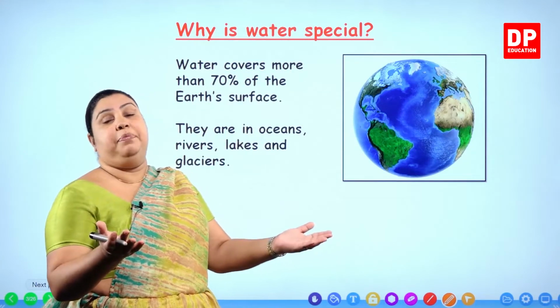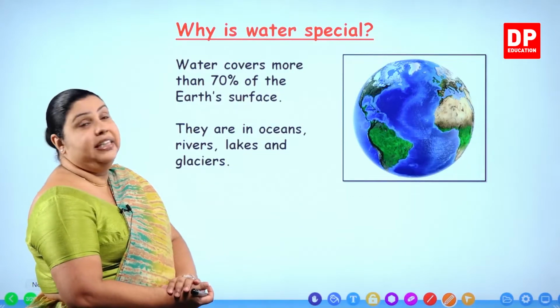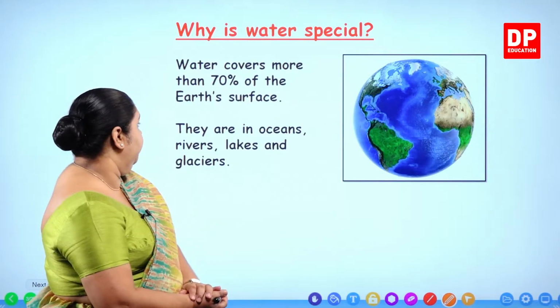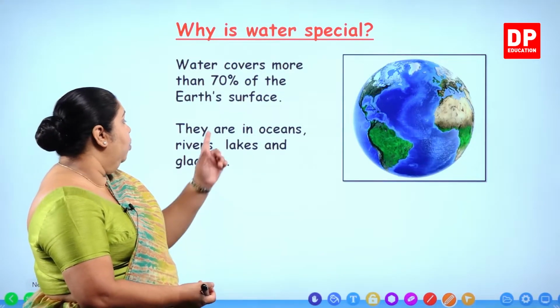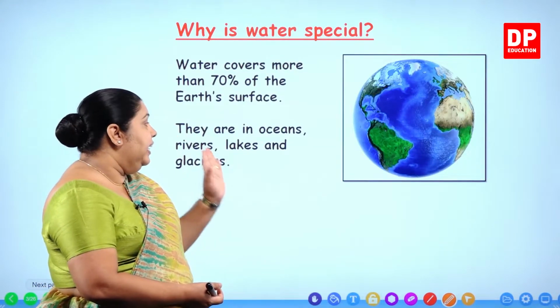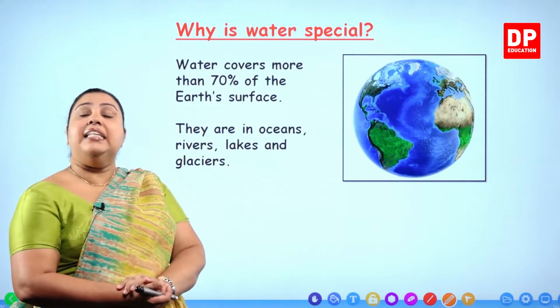More than 70% of our earth is covered in water. They are in oceans, rivers, lakes and glaciers.